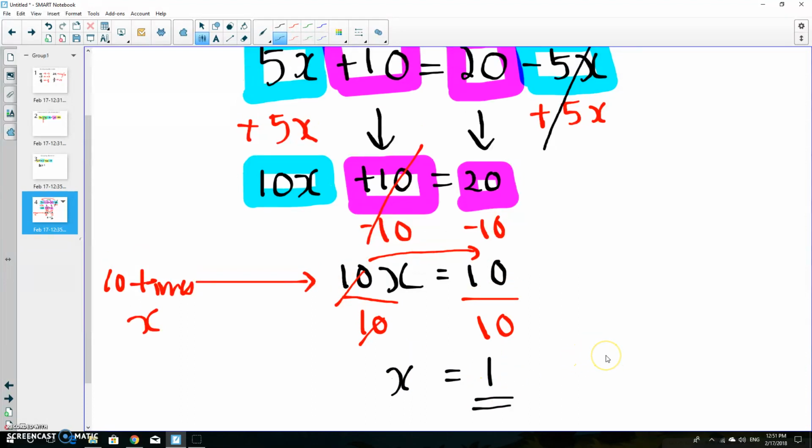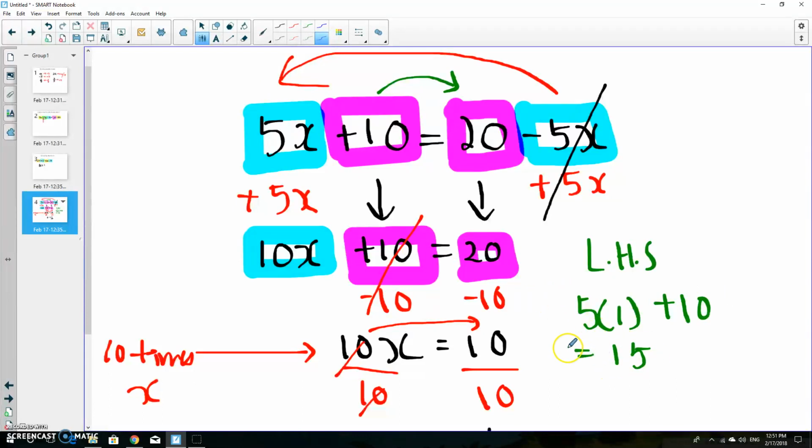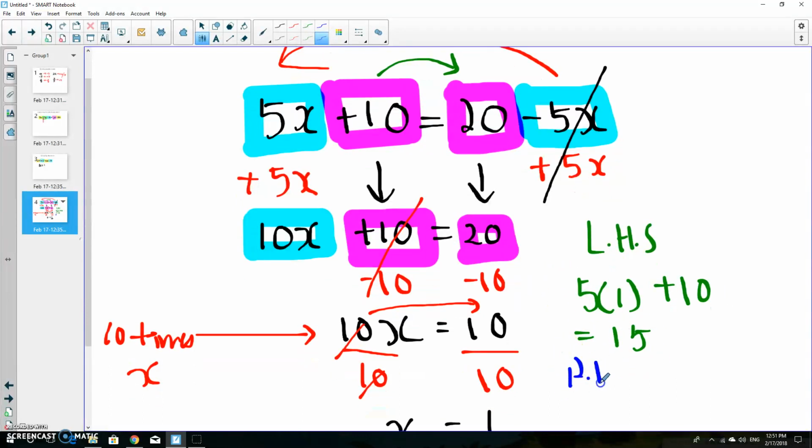All right, and we can check this answer. We can just go back and double check and say, oh, my x is equal to 1. Let's double check if my left-hand side is equal to my right-hand side. So left-hand side, x is equal to 1. So I have 5 times 1 plus 10. Agree? So 5 plus 10, 15. So I want to check if my right-hand side is going to agree with my result. So my right-hand side is actually 20 minus 5 times 1, which is 20 minus 5, which is 15.